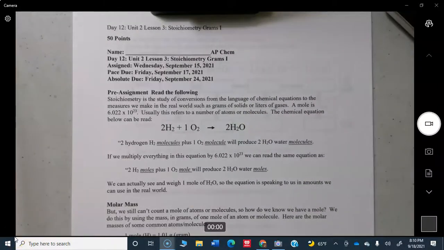All right, AP Chemistry. So this assignment, day 12, is an introduction to stoichiometry. And we've done some dimensional analysis with the Usain Bolt problem, the one with all the student names in it. So now you're going to actually apply that to chemistry.